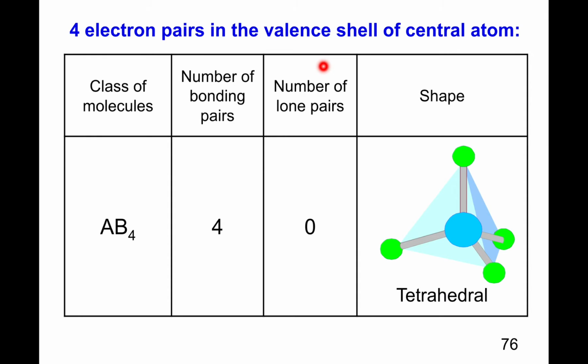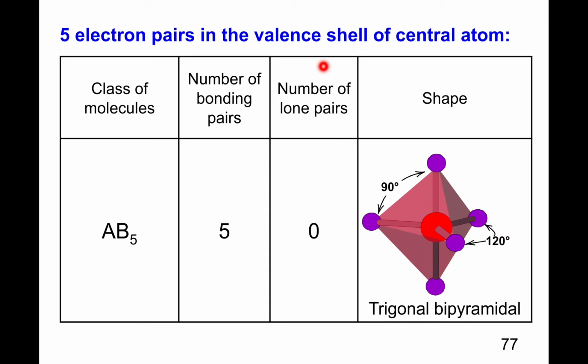Next one we have tetrahedral. Tetrahedral is the basic molecular geometry when we have 4 electron pairs around the central atom: 1, 2, 3, 4, and the bond angle is 109.5 degrees, the same for all the bond angles. This is trigonal bipyramidal. Trigonal bipyramidal is the basic molecular geometry when we have 5 electron pairs around the central atom: 1, 2, 3, 4, 5.